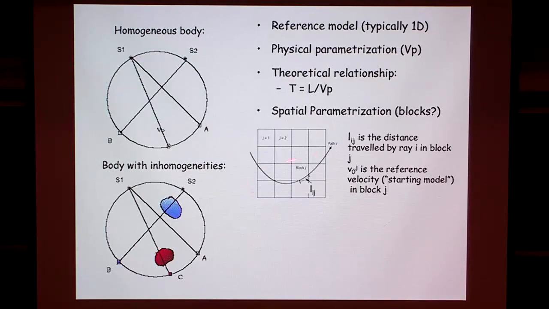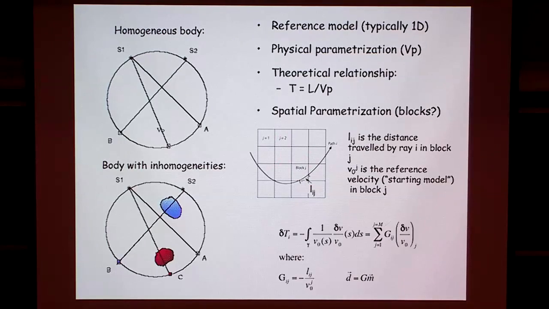And once you have your block parameterization, you know your paths, and to first order, because of Fermat's principle, as Ved explained to us, these paths are known. You can compute the portion of length of the path in each block. You have your reference velocity in each of these blocks, which need not be the same everywhere. And therefore, you can compute the travel time difference between your observed wave and your reference wave as a function of these different velocities in all these blocks and the length of paths.